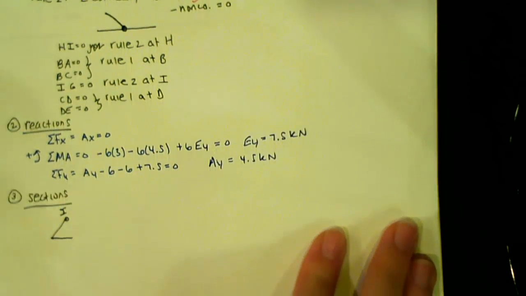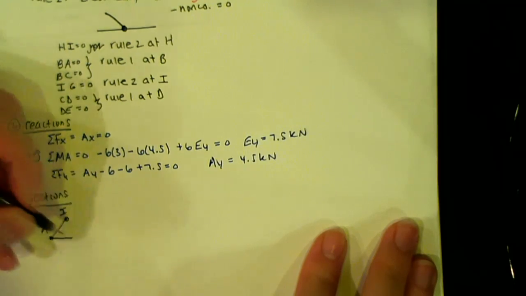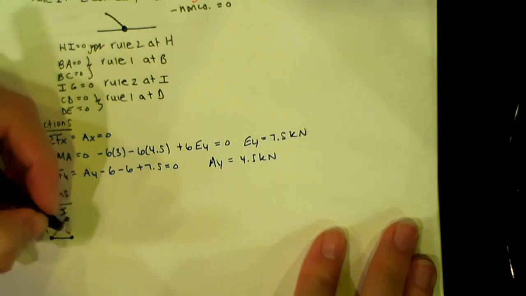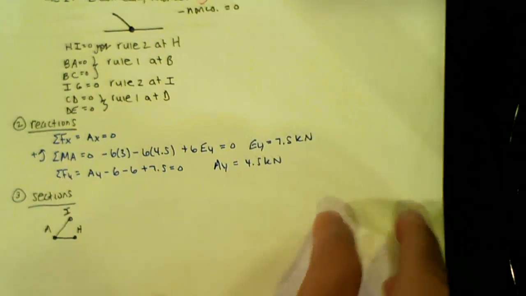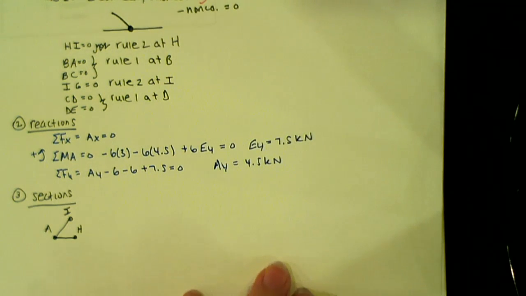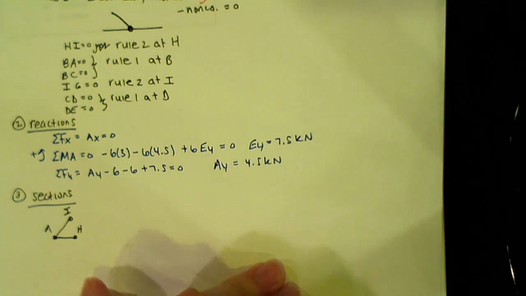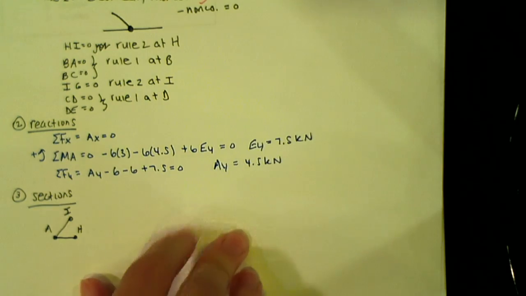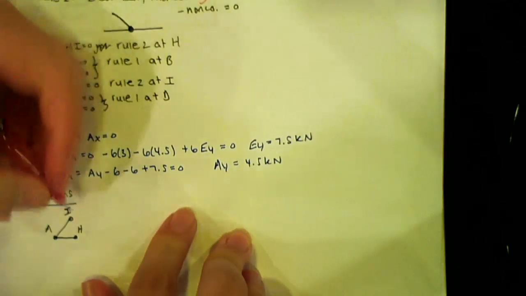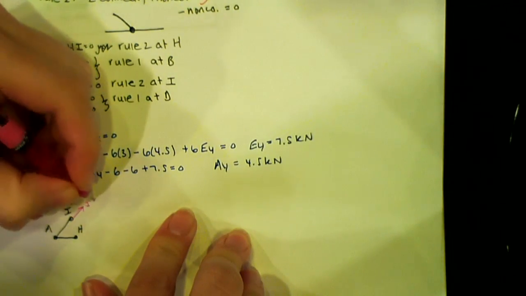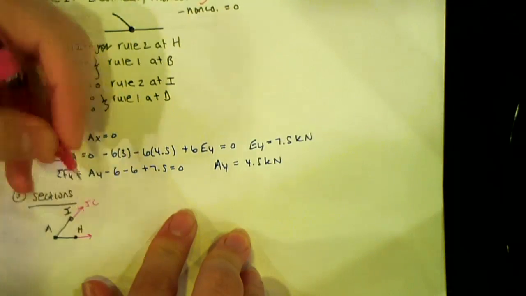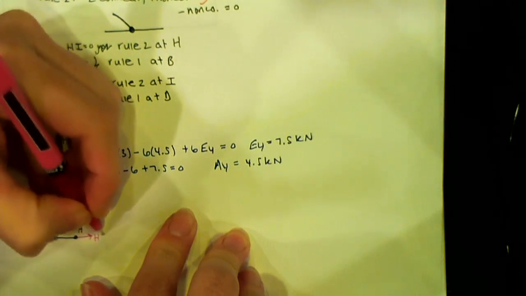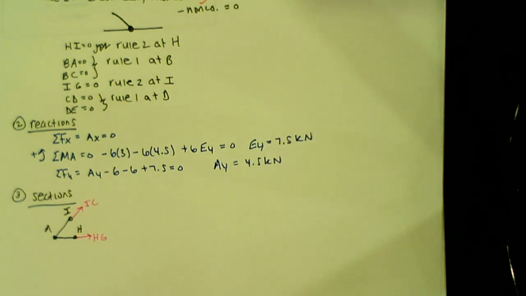There's joint I, there's A, that's H. So I'm going to assume that everything's in tension. So is tension entering or leaving a joint? Leaving, good. So I can say that IC is going that way, and this is HG. So IC is the unknown that I'm interested in.